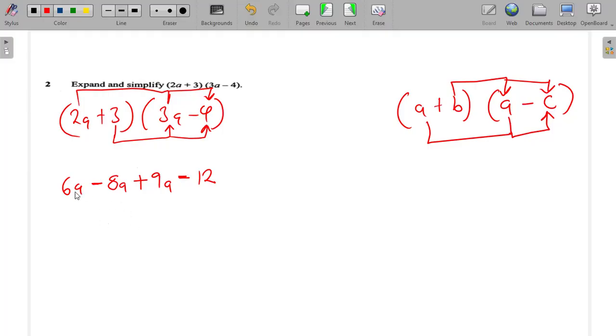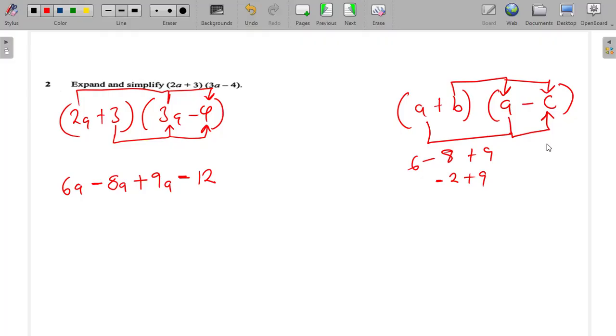So that's what we have. Now we have 6a minus 8a plus 9a minus 12. I have these as like terms, isn't it? So I can ignore the a. Let me just consider the coefficients that I'm having. So I'm having a 6 there, minus 8 there, plus 9. Okay, so I'm going to solve this. What's 6 minus 8? Here I'm getting a negative 2, right? Plus 9. So what is negative 2 plus 9?